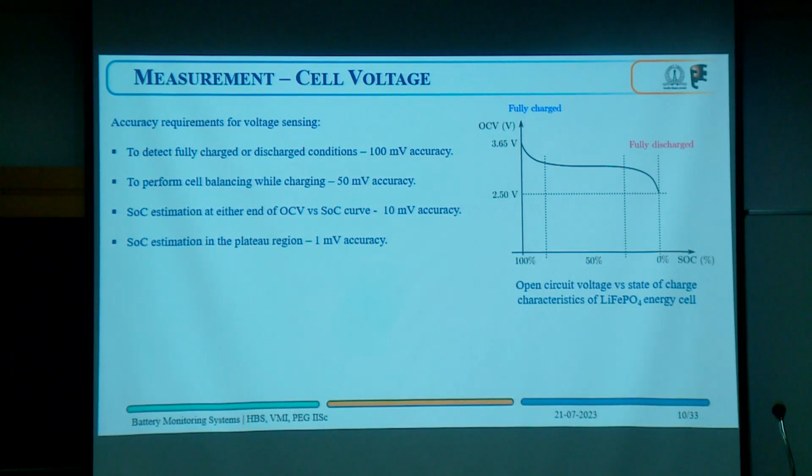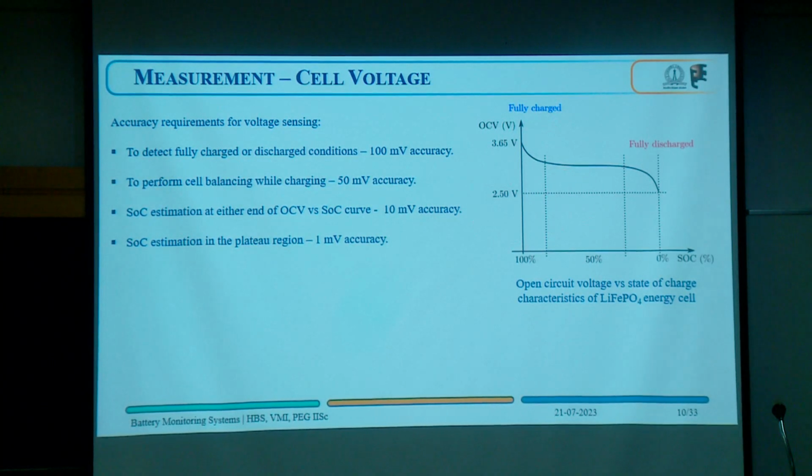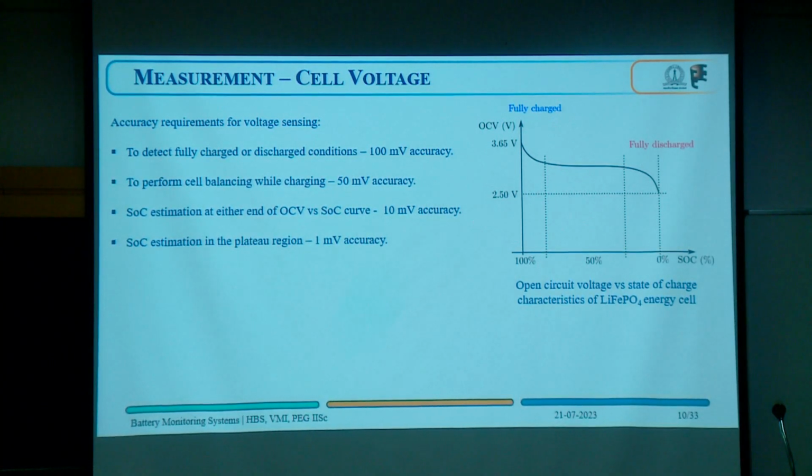So let us say we want to determine if our battery is fully charged or fully discharged. Then we can look at these ranges. If our battery voltage is in the vicinity of 3.5, 3.55, 3.65 like that, then we can determine that okay, the cell is fully charged. This is the example for a cell. If we are connecting multiple cells in series, then appropriately we can scale up the calculations. Similarly, at fully discharged, the voltage is lower, like 2.4 volt, 2.5 volt. So to detect fully charged or discharged conditions, where I want to be at the extremes and I don't want to predict any SOC, then 100 millivolt of accuracy is still fine for me. I can get away with it.